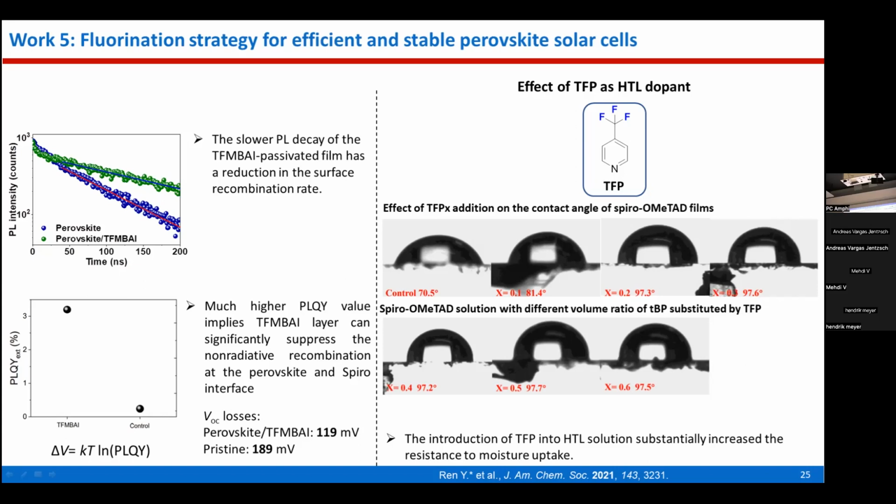Second, we studied the TFP to partially replace the commonly used TBP. In this experiment, we see the contact angle of a water droplet on the surface of the hole transport material after adding the TFP. You can see that the angle increases from 70 degrees to around 100 degrees. It means adding the TFP into the hole transport solution can substantially increase the hydrophobicity of the film, which helps the long-term stability.